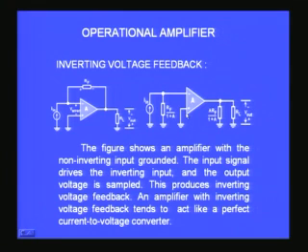So you can see, using Miller's theorem we can split the feedback resistor into two components, one at the input, one at the output. The input component is almost negligible because it is RF divided by 1 plus A, and the output component is almost RF because A by 1 plus A is almost equal to 1.